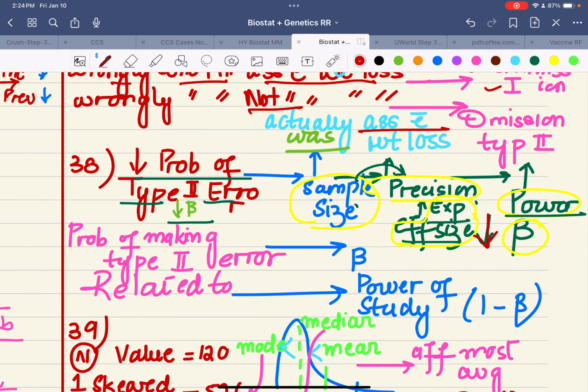So the probability of making a type 2 error is related to beta, and the beta in turn is related to the power of the study. And what is the power of the study? Power of the study is 1 minus beta.